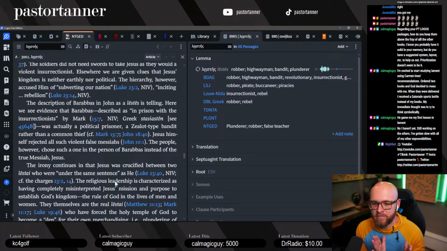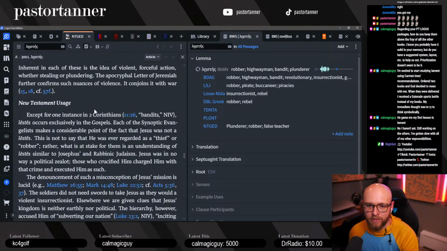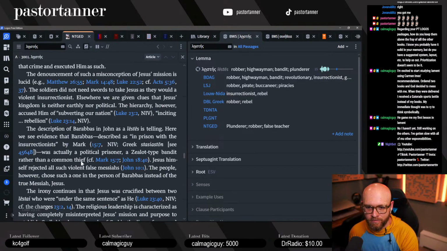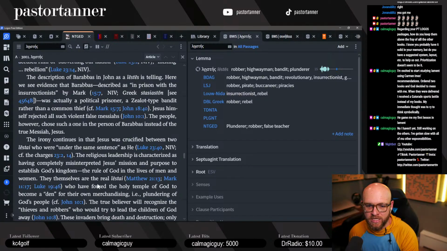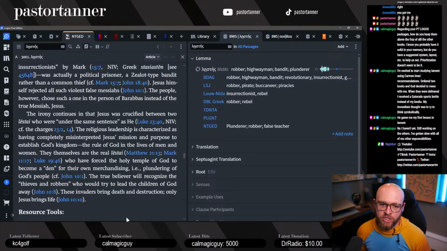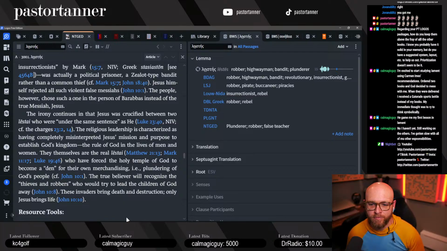Bing, bing, bing. This is what I wanted to get to with comparing these two figures, right? There's this false Messiah thing. And this Messiah establishes his rule through worldly means, whereas Jesus does not. The irony continues in that Jesus was crucified between two lestai who were under the same sentence as he. The religious leadership is characterized as having completely misinterpreted Jesus' mission and purpose to establish God's kingdom, the rule of God in the lives of men and women.